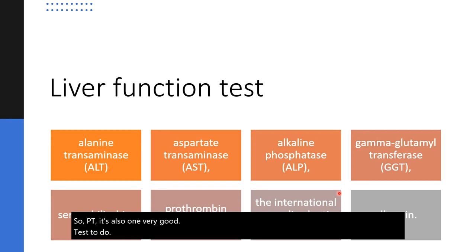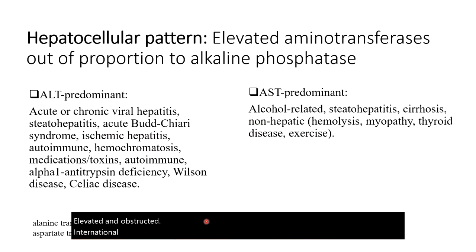Here are all the liver function tests. Gamma-glutamyl transferase, also elevated in obstruction. International ratio, and PT. Okay, hepatocellular pattern. We have an elevated aminotransferase out of proportion with respect to alkaline phosphatase.